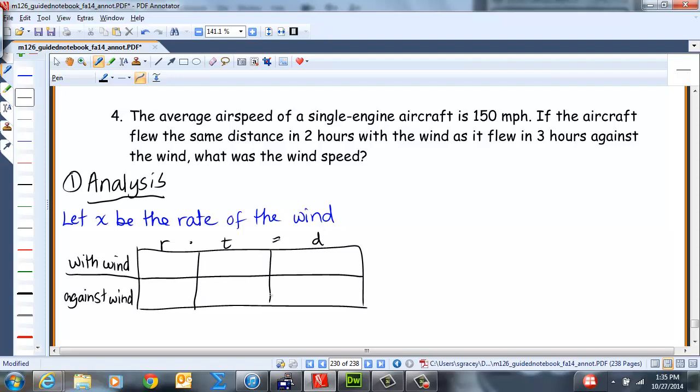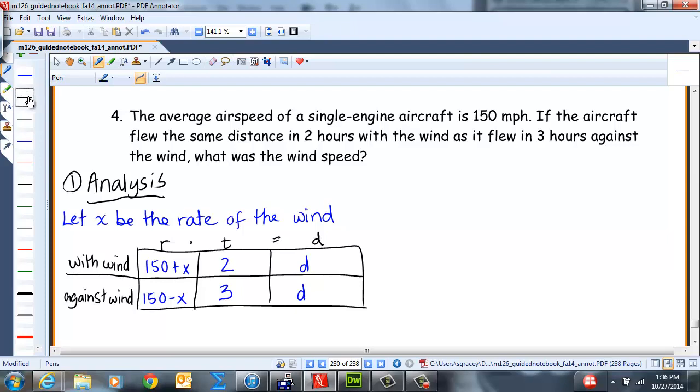So when you have a wind pushing you from behind, so you're with the wind, you're going your rate in still air, which they gave us is 150, plus the rate of the wind. And conversely, when you're going against the wind it will slow you down, so you'll take away the rate of the wind. So with the wind, how many hours were we traveling? Great, 2 hours. And against the wind, we traveled 3 hours. And the distance was the same distance. Okay?